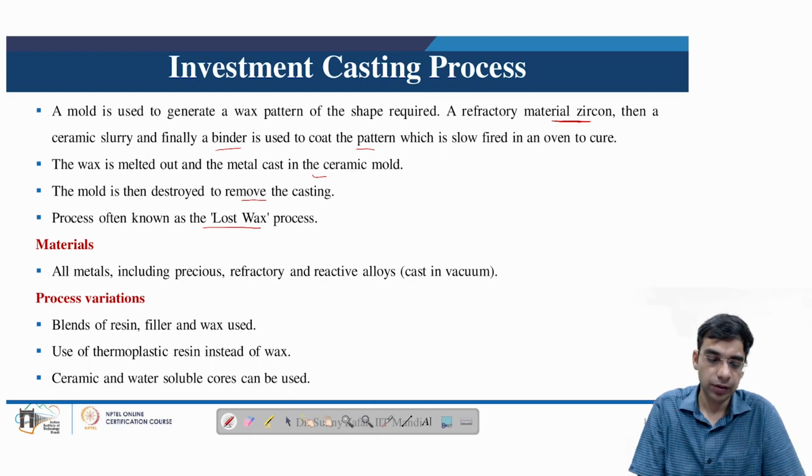And it can manage all the metals, especially the precious metals, refractory metals, reactive alloys. And the process may have several variations because of blends of resin, filler, wax. It may also use thermoplastic resin instead of wax, and ceramic and water soluble cores may also be used.